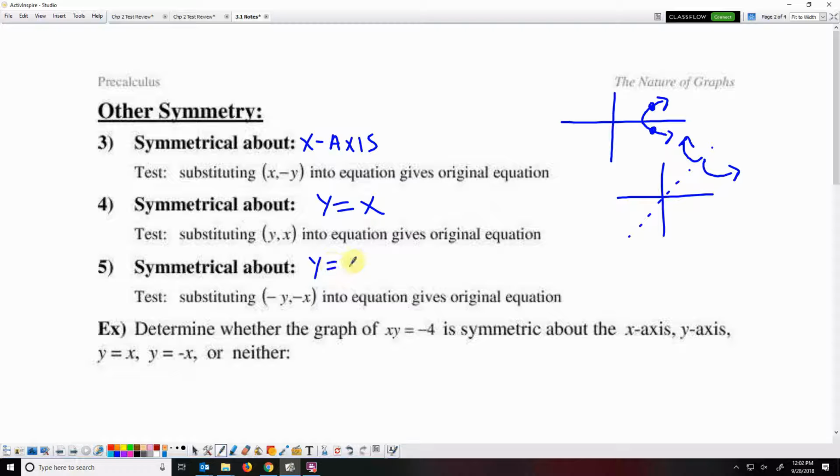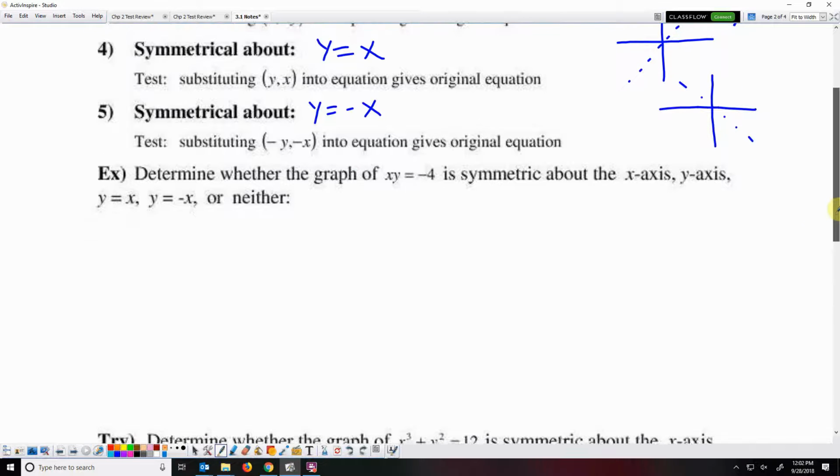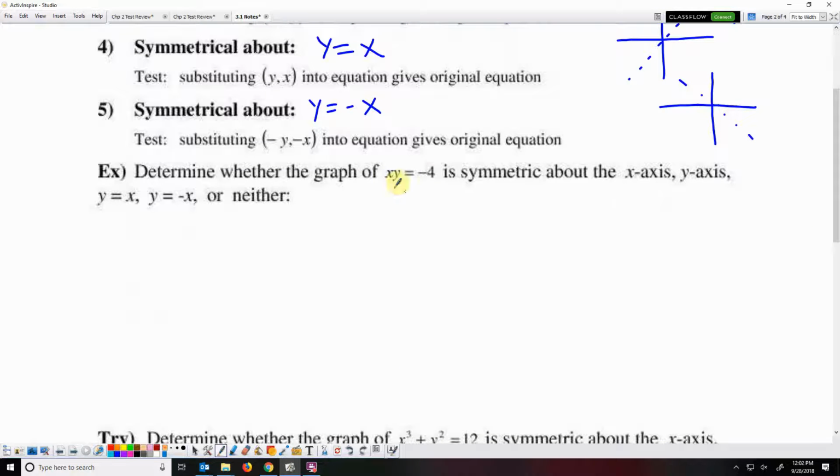Symmetry about y equals the opposite of x, so that's symmetry over that line. Well, if y equals the opposite of x, then x equals the opposite of y. So I should be able to take every x and y and replace them with a negative y and negative x and get the same original equation. So we're going to run some tests on some graphs without even seeing the graph.